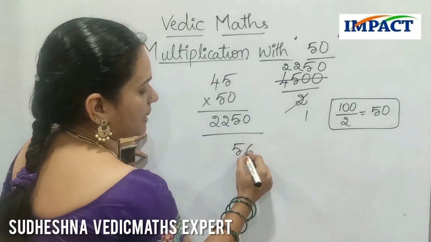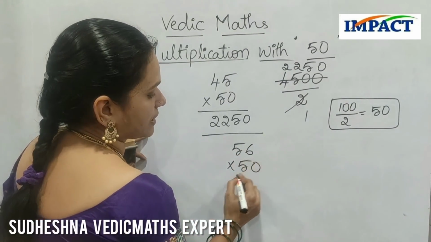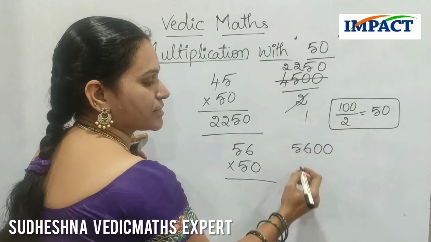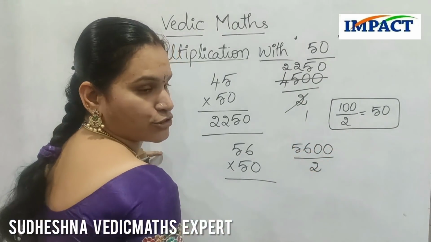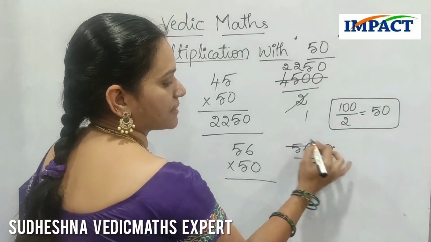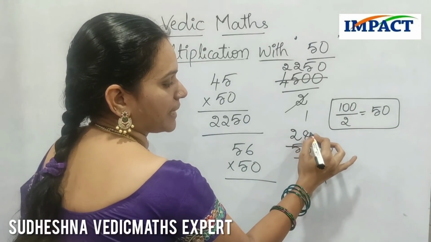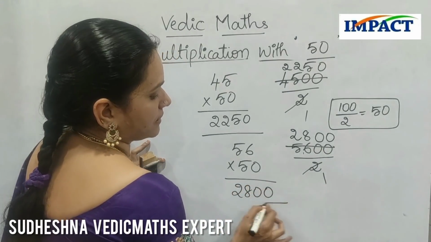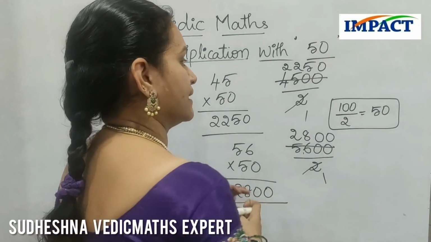Yes. Now I am taking one more number, that is 56 into 50. Yes, what do we need to do first? Add 2 zeros and divide by 2. 2 1s are 2, 2 2s are 4, 2 8s are 16 and 0 0. Yes. Is it clear? Yes.